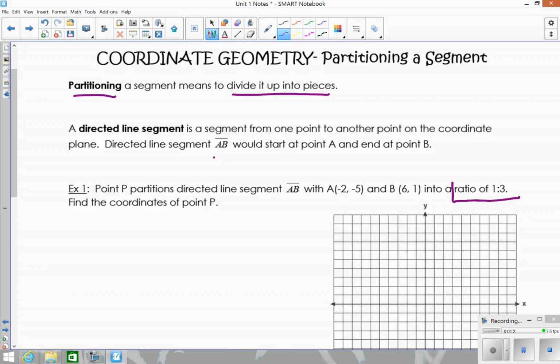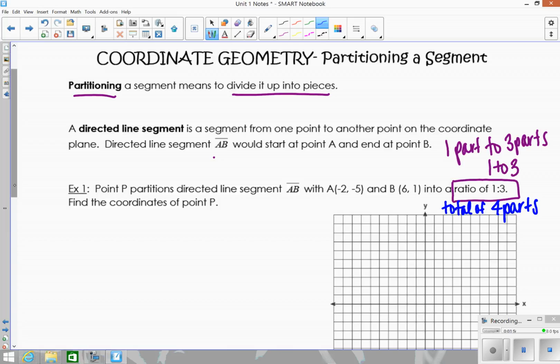Whenever you see a ratio, just to review, 1:3, this is read 1 to 3. The little colon means "to." So this means that it's really 1 part to 3 parts. In total, if I'm breaking something up into a 1:3 ratio, it really means that I'm breaking it up into 4 parts. So there's a total of 4 parts.